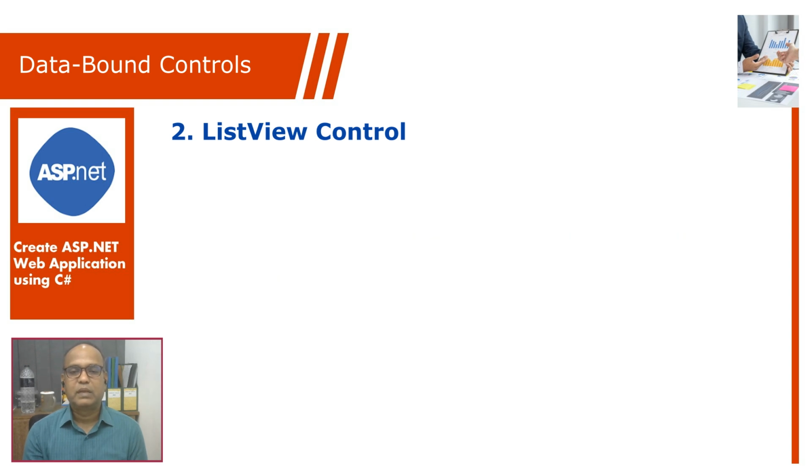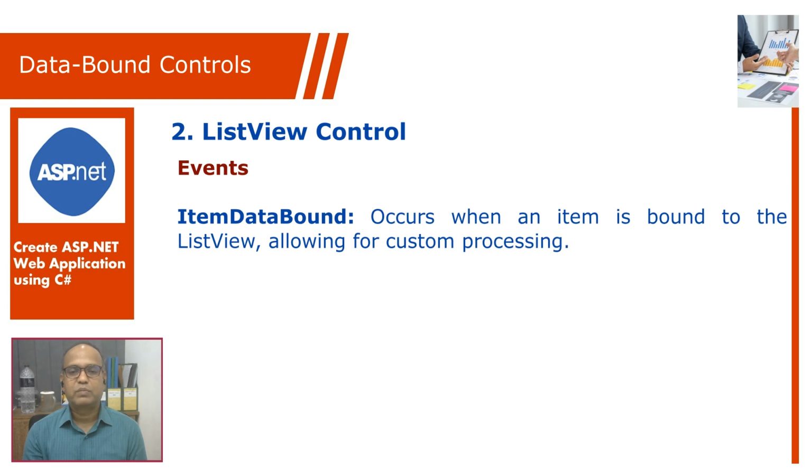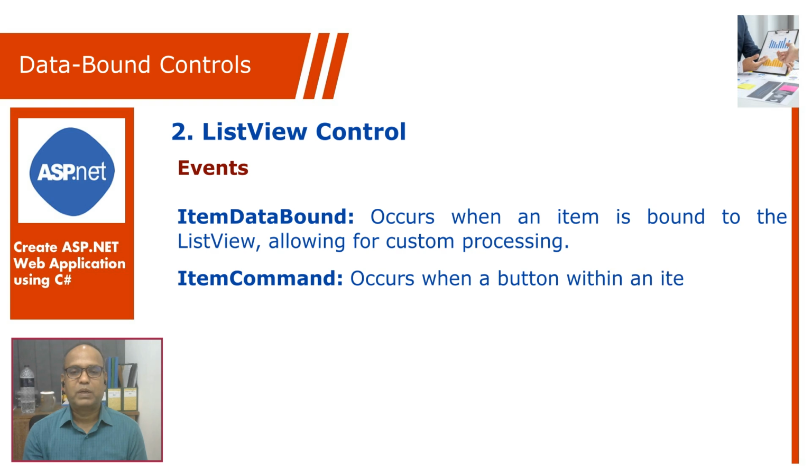Events. Item data bound occurs when an item is bound to the list view, allowing for custom processing. Item command occurs when a button within an item is clicked.